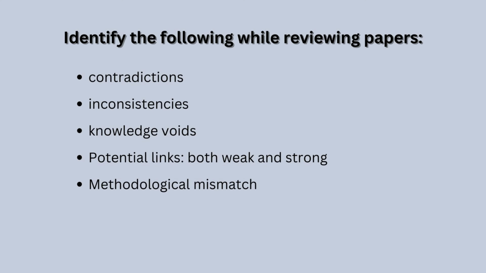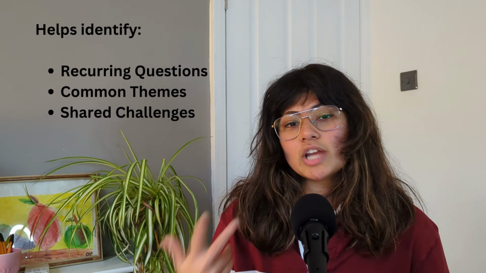Step 3, review. Now that you have a clear idea of your focus and associated topics, it's time to go in depth. Start reviewing and critiquing literature specifically around these topics that you framed. Doesn't mean that you need to say, oh, this is good, this is bad, but instead really start evaluating and analyzing how existing literature is addressing both these focus and associated topics. Look out for contradictions, inconsistencies, voids, potential links, both weak and strong, methodological mismatch, poor evidence, weak arguments across multiple papers, not just individual papers. Doing so is going to help you identify recurring questions, common themes, and shared challenges.